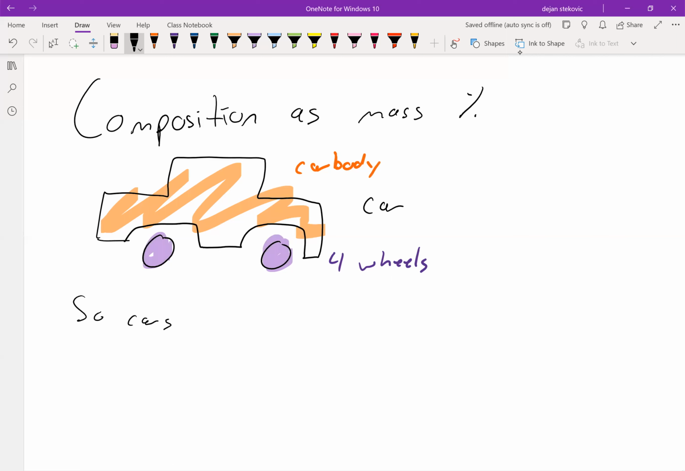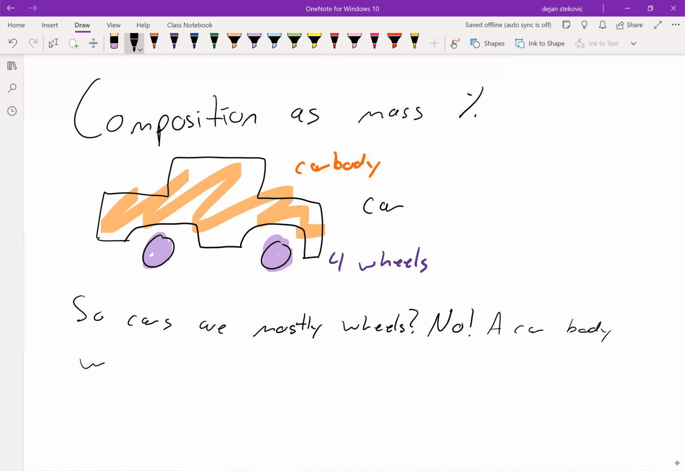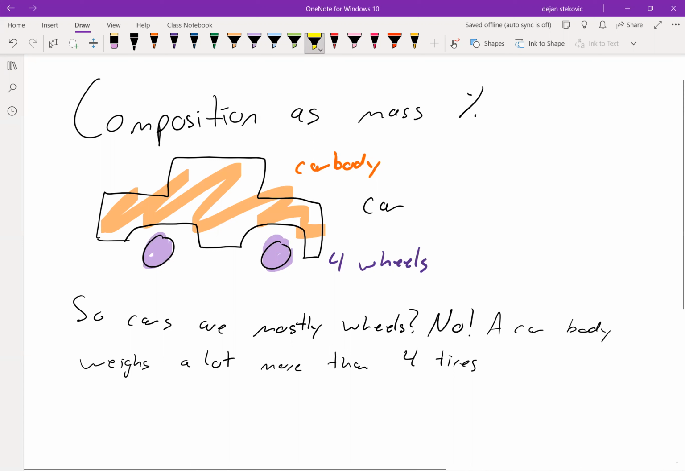So are cars mostly wheels? The answer to that is probably no. And the reason that it's no is that a car body weighs a lot more than four tires, right? So even though there are four tires for every car, the tires don't make up most of the car. The reason we don't say it makes up most of the car is that what we're talking about here is mass percent, right? How much of the mass does it make up?